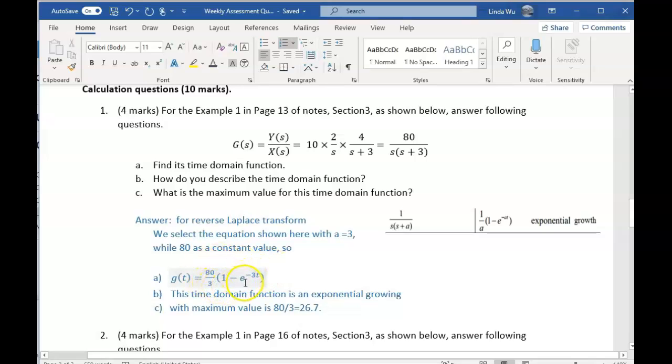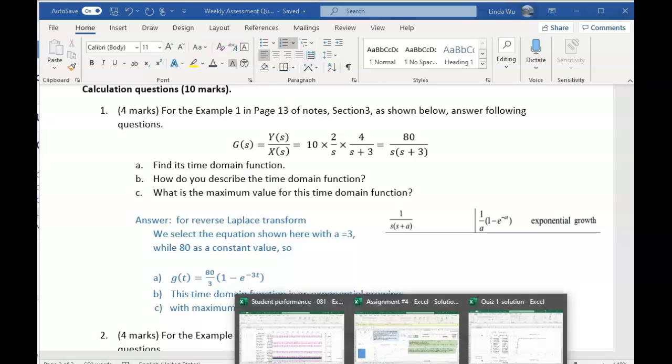We know e to the power minus 3t, because it's negative 3t in the power, so when t is a really large value, this value goes smaller. So this is actually the largest value for this expression. e to the negative 3t goes to 0, so 1 minus 0 goes to 1. So this 1 times 80 over 3, that basically 80 over 3 is our maximum value. Let's test this in Excel.